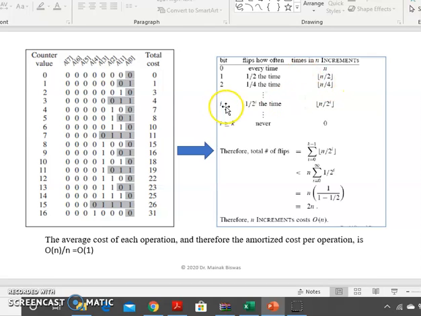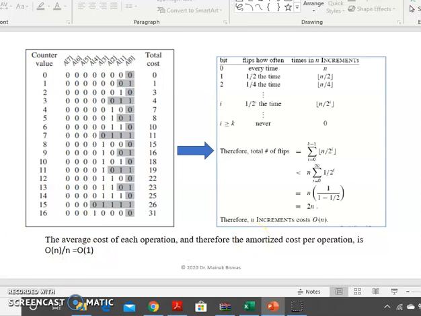So the ith significant bit flips n by 2 to the power i times. If you want to find the total number of flips, it is the sum of n by 2 to the power i. The 1 by 2 to the power i is summed, and n comes outside. The geometric series sum is 1 by 1 minus 1/2, which becomes 2n. So n increments cost O(n). Therefore the amortized cost per operation is O(n)/n, which is equal to O(1).